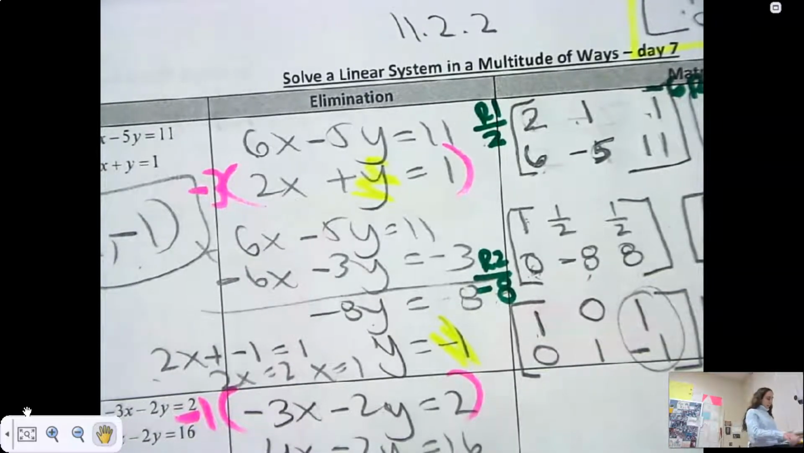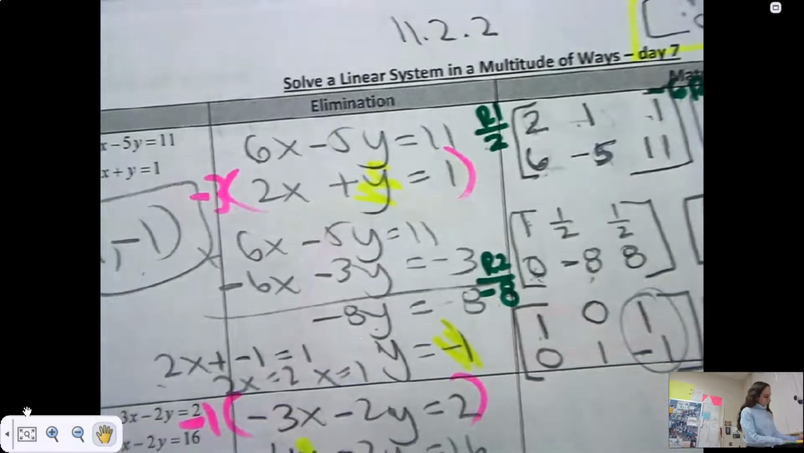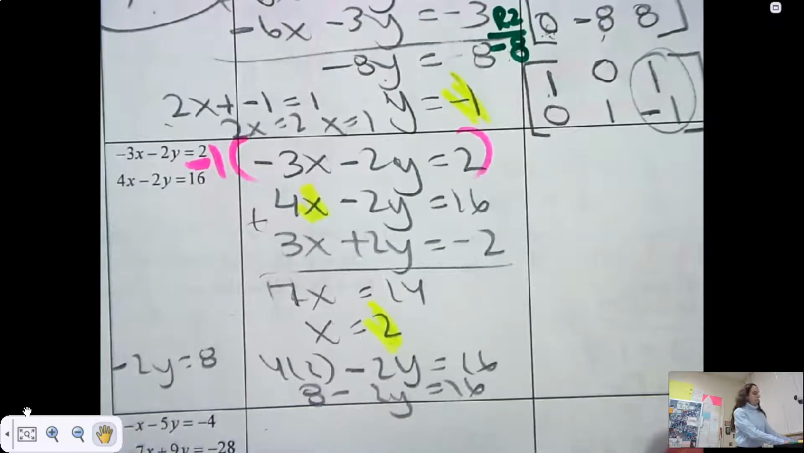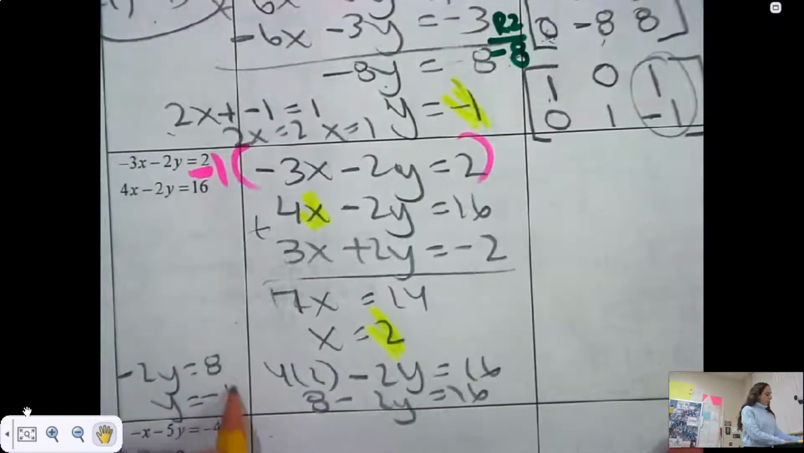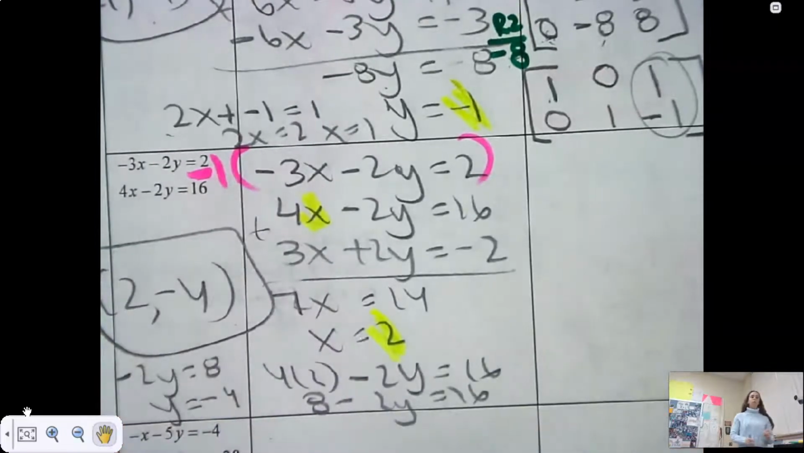Now that I got my x, I'll take that, plug it into my original. 4 times 2 minus 2y equals 16. 8 minus 2y equals 16. I end up with -2y equals 8. Oh my gosh, I'm so sorry. You can't see any of that. And then I get y equals -4.